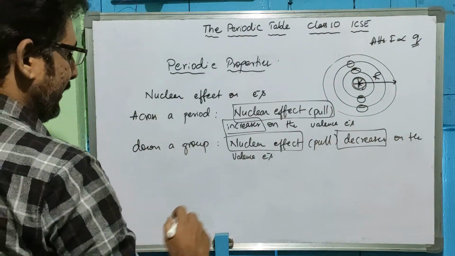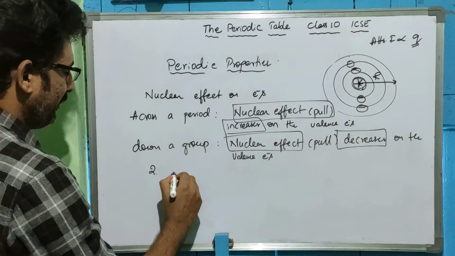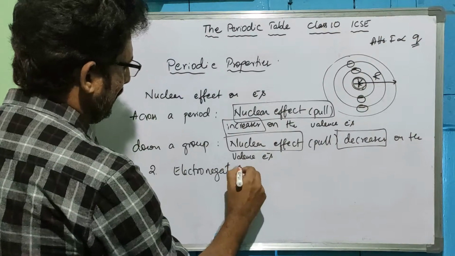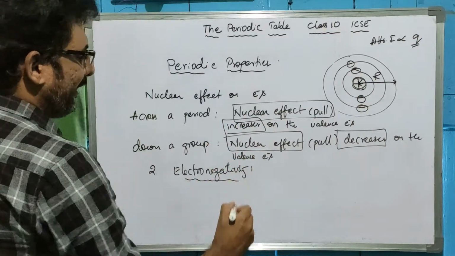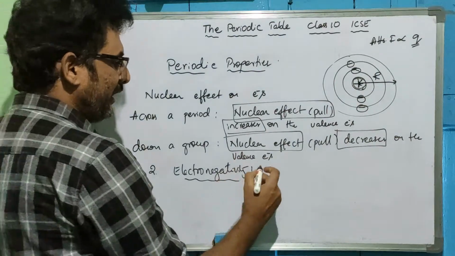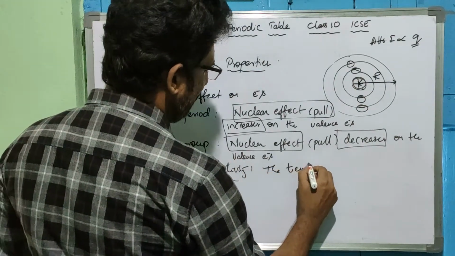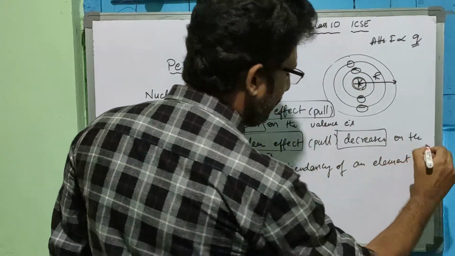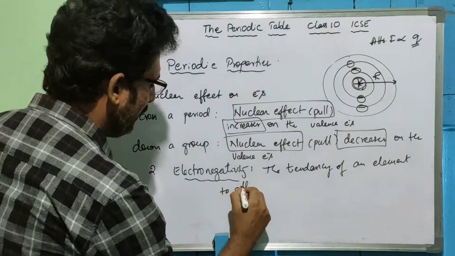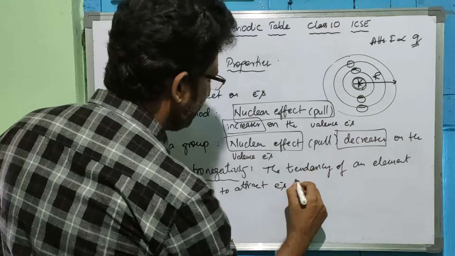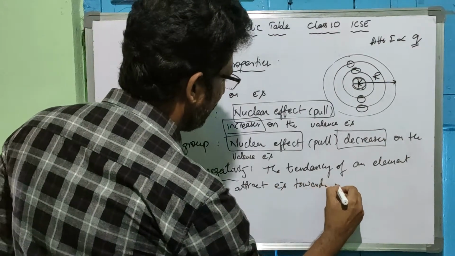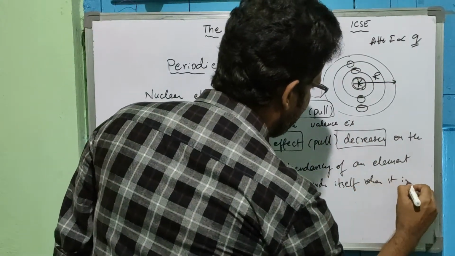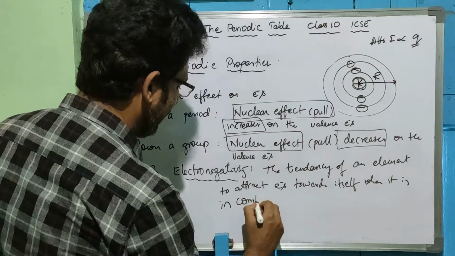And let's see what the second periodic property is. The second periodic property is electronegativity. So what is this electronegativity? Electronegativity is nothing but the tendency of an element to attract electrons towards itself when it is in combined state.